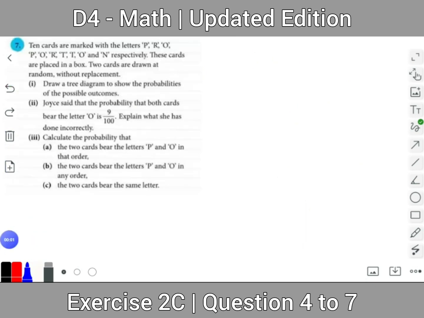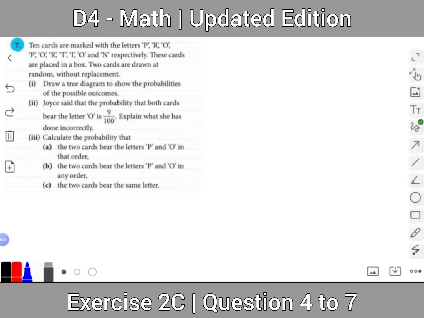Now question 7. 10 cards are marked with the letters P, R, O, P, O, R, T, I, O, and N respectively. These cards are placed in a box. 2 cards are drawn at random without replacement. In part 1, draw a tree diagram to show the probabilities of the possible outcomes.